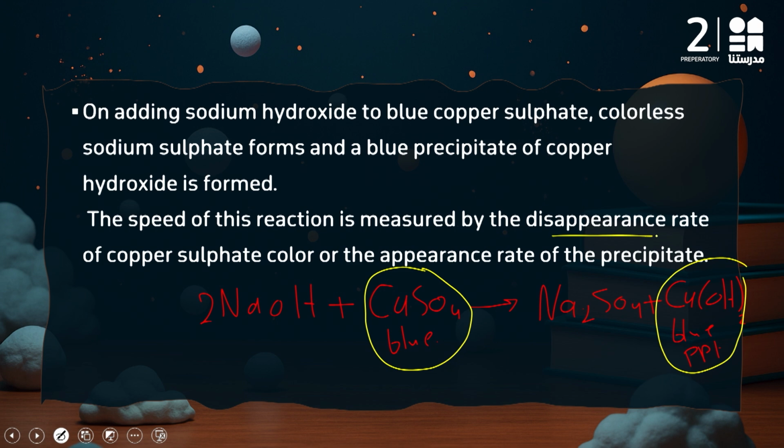This is how we can measure the speed of chemical reaction. Speed of chemical reaction is measured by the disappearance rate of blue copper sulfate or the appearance of the blue precipitate of copper hydroxide.